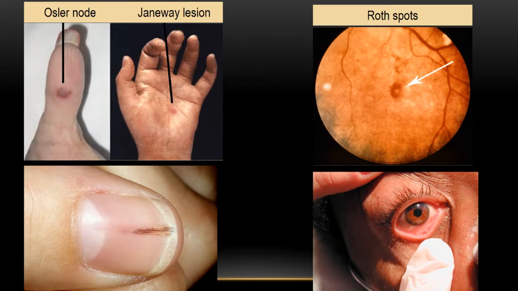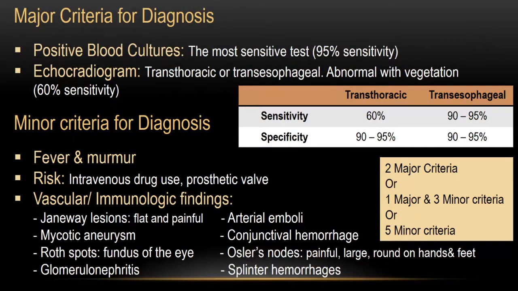What if you only had one major criterion? Positive blood culture only, but the echo did not show anything, or positive echo and you had false negative blood culture? You should search for three minor criteria. So one major and three minor, like fever and murmur, risk factor, and one of the immunologic findings.